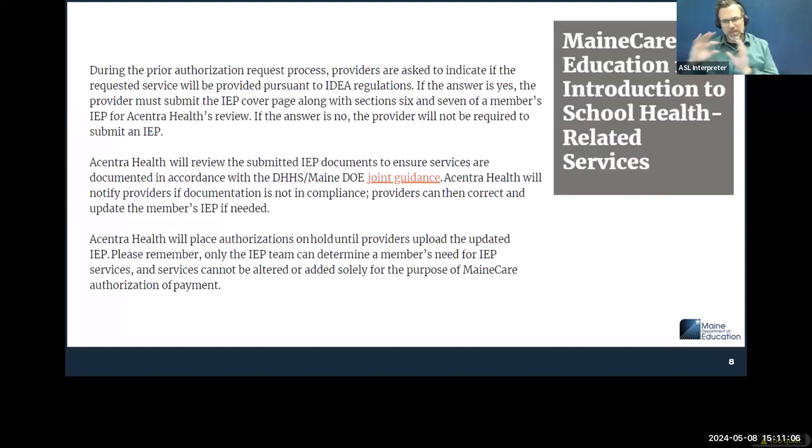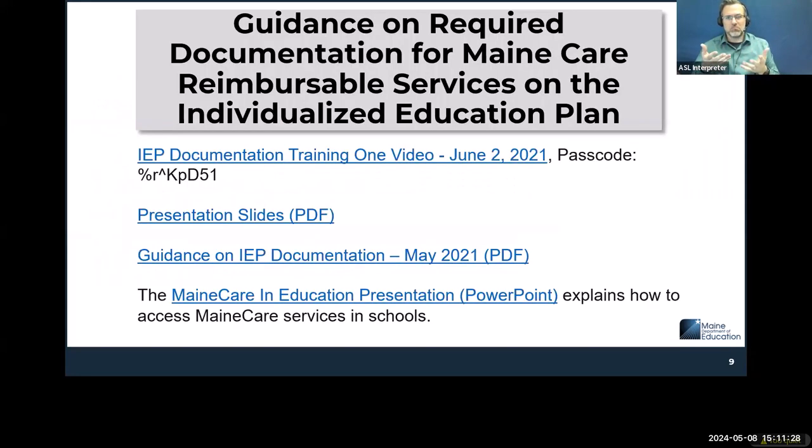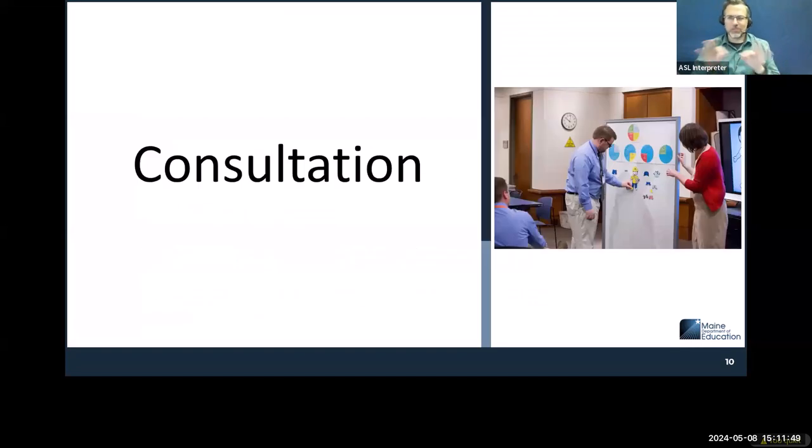So what I found out is that MaineCare doesn't look at goals. They only look at sections 6 and 7, which are the accommodation section and the services section. And I know in those sections, you have to have things written perfectly right down to the letter, but they don't look at goals at all. These are links that will take you to different materials that will tell you how you have to write things in services and accommodations in sections 6 and 7. So that's just the really broad why we have to follow the education rules when writing IEPs.